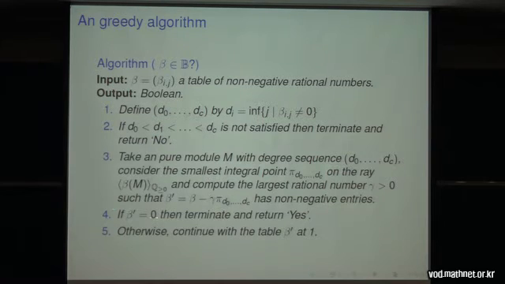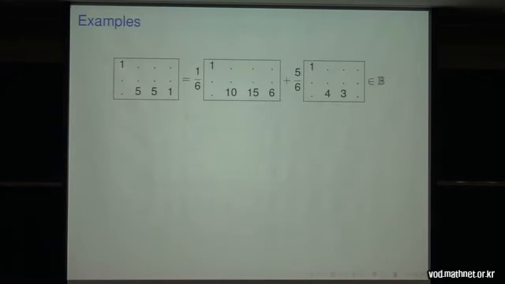If beta prime is equal to 0, then we terminate with yes. Otherwise, we take this table as a new input in 1 and repeat the procedure. So we subtract, and see whether this condition 2 is always satisfied. So here is an example.